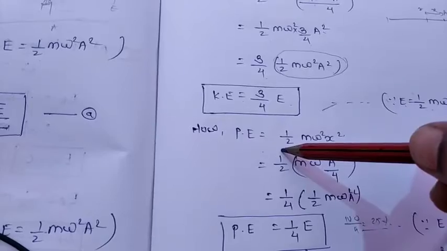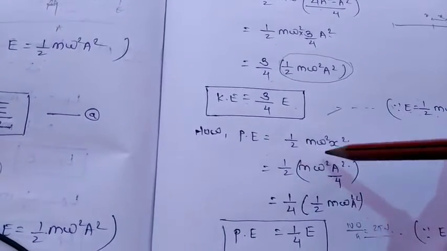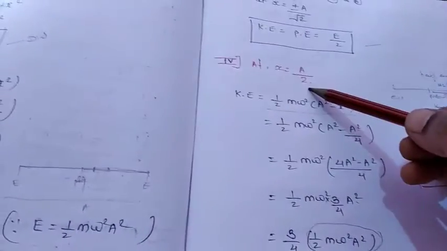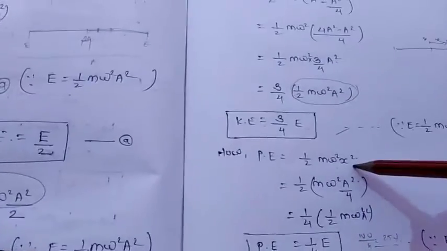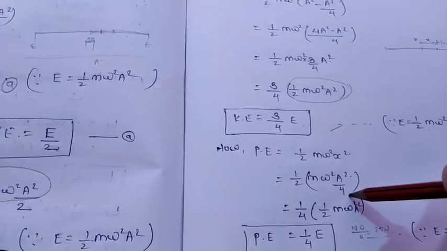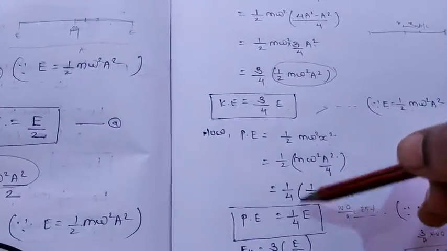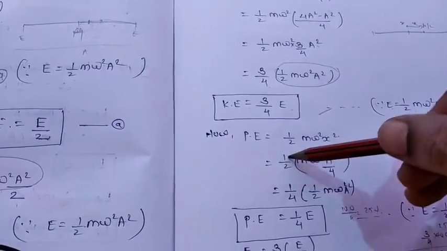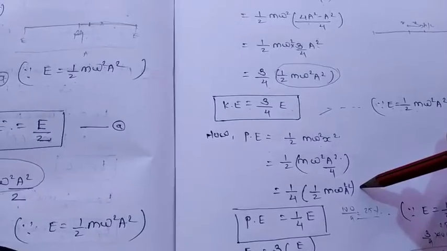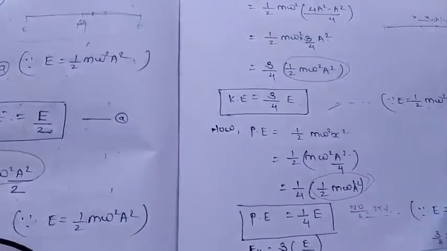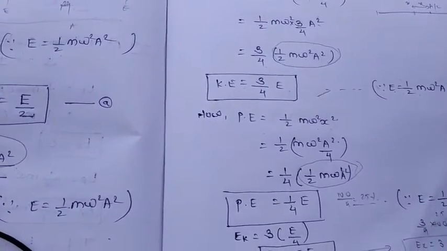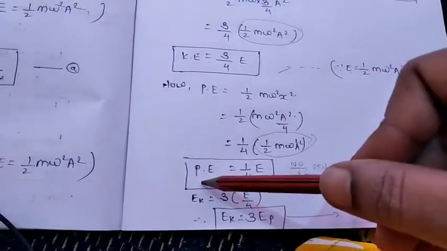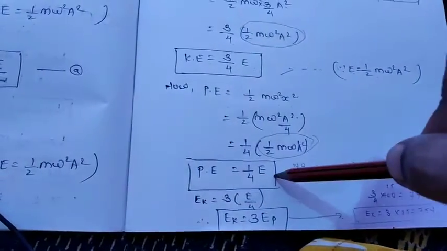The potential energy formula is 1 by 2 m omega square x square. Again x is what? Half of the amplitude, that is a by 2. Put the value here, that is a square by 4. Simplifying this, 1 by 4 I'll take out of the bracket, and it is 1 by 2 m omega square a square, which is again the total energy. So E is equal to 1 by 2 m omega square a square. So potential energy is equal to 1/4 of E.